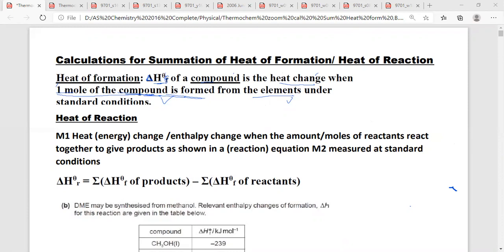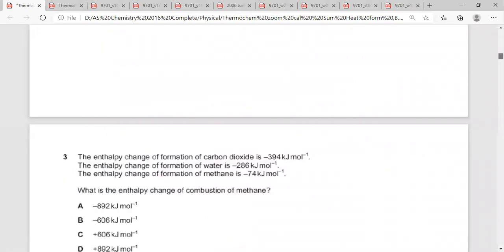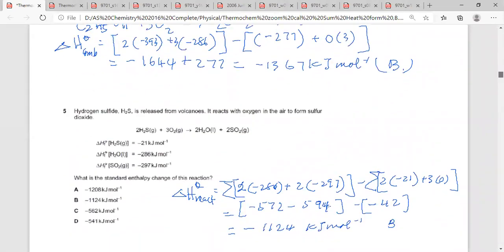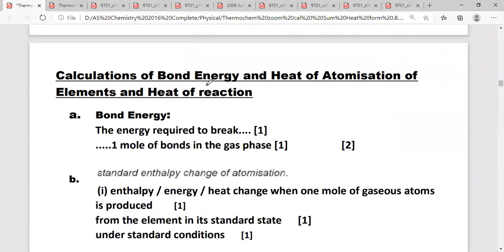The second one is using bond energy, bond energy and heat of atomization and heat of reaction. This is basically to do with the covalent bonds and almost in gaseous systems.